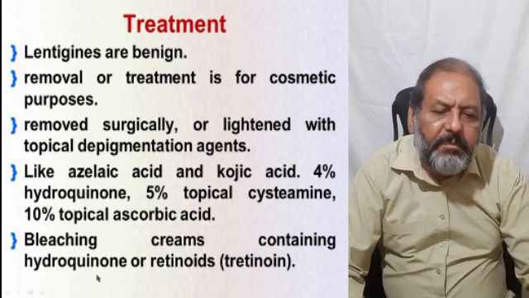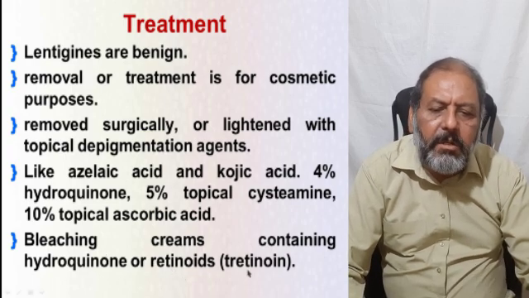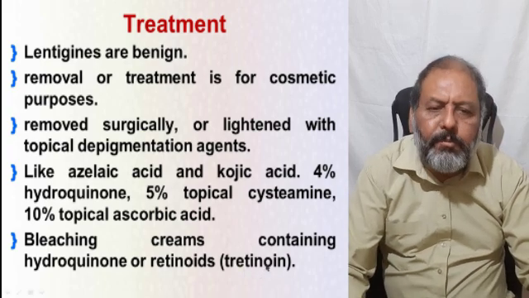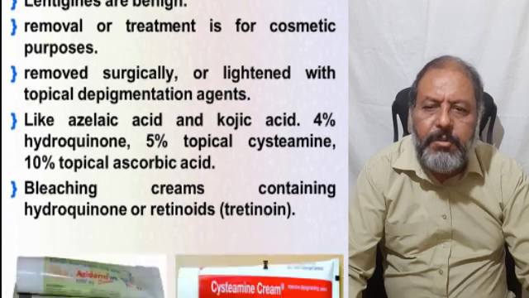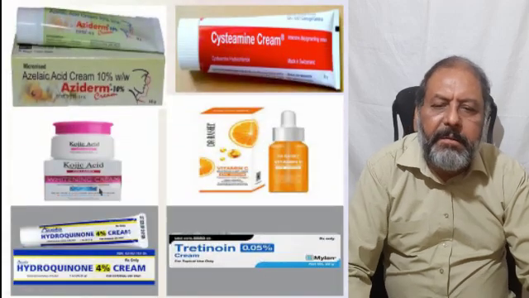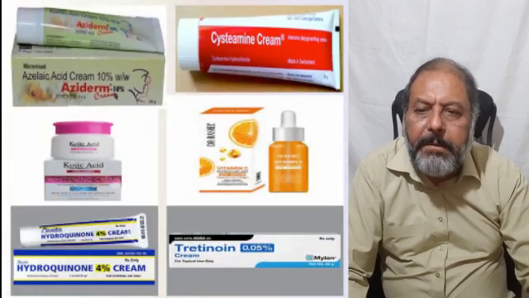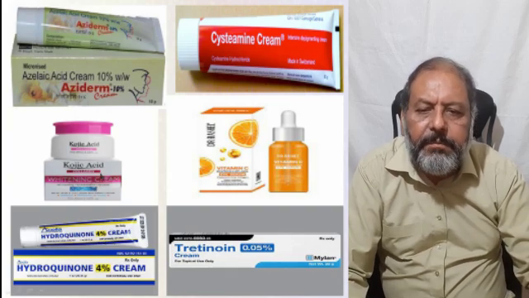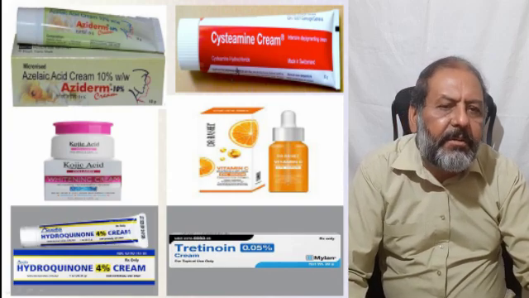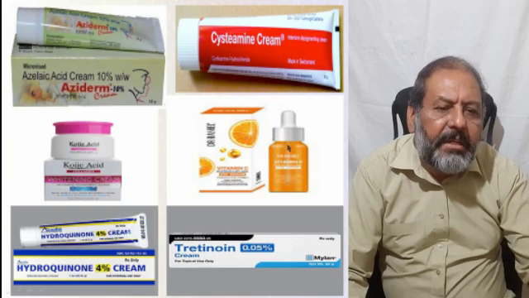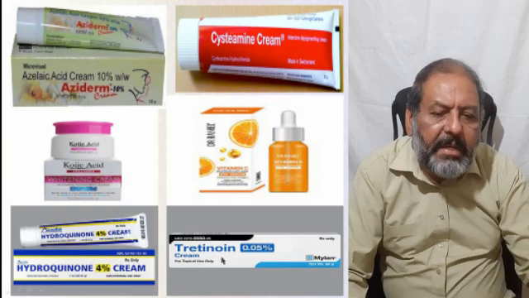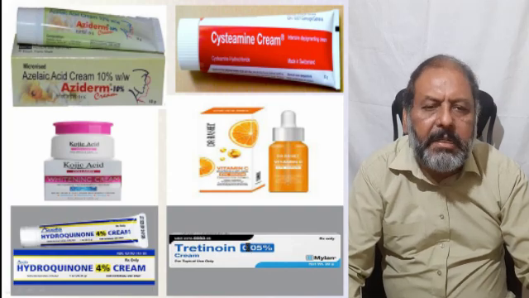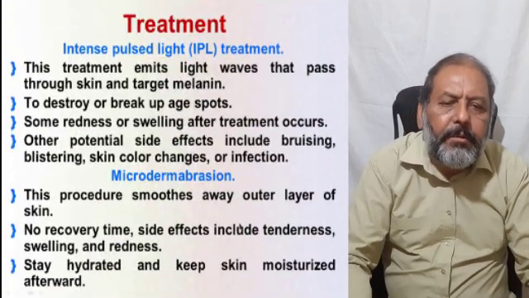Bleaching cream containing hydroquinone or retinoid, tretinoin. These are the most useful creams used for this purpose. And here one can see the azelaic acid cream, hydroquinone 4% cream, kojic acid and cysteamine cream, ascorbic acid cream, and tretinoin cream. These are all useful to get rid of these lentigo.